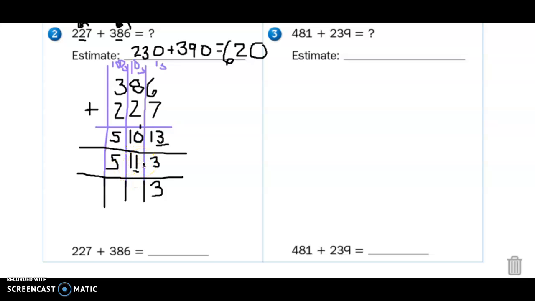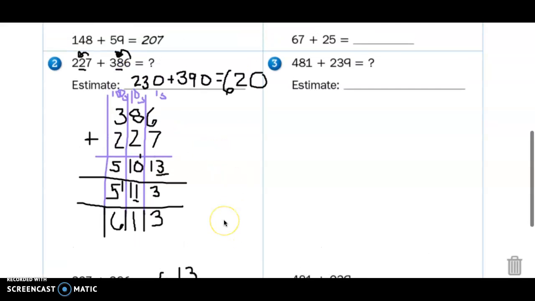This is 11 tens. If we take 11 times 10, that's like saying 110. And we can't have hundreds in our tens place. So I keep my 10 that's here, and this is my hundreds. So I have to add it to my hundreds place. What is 5 plus 1? It's 6. So here's our answer, 613. Is our answer reasonable? It is, because it's only 7 away from 620, our estimated answer.